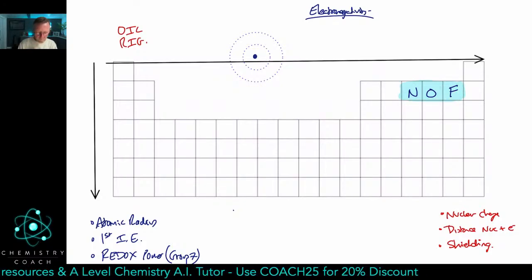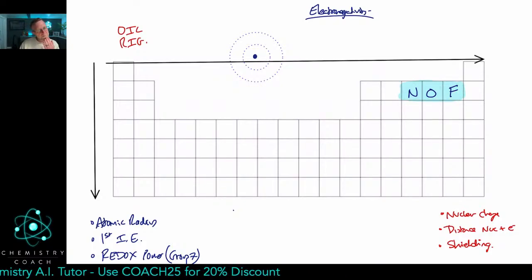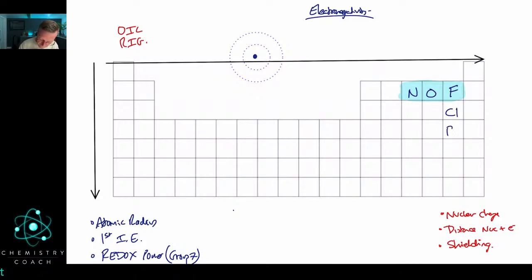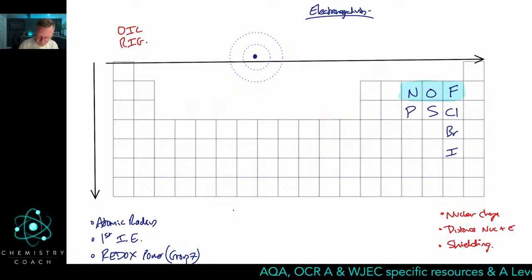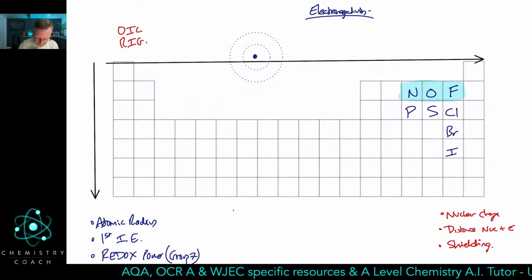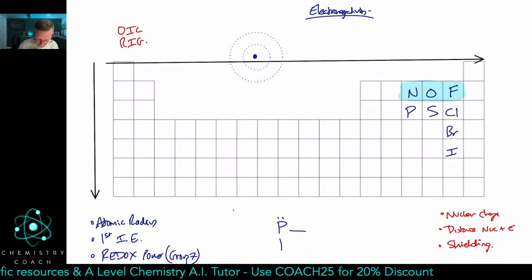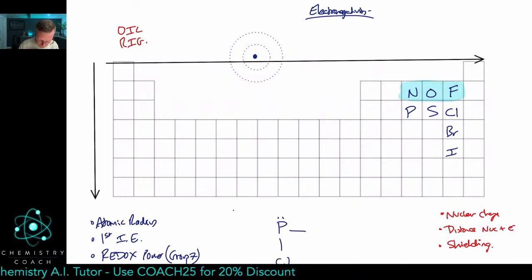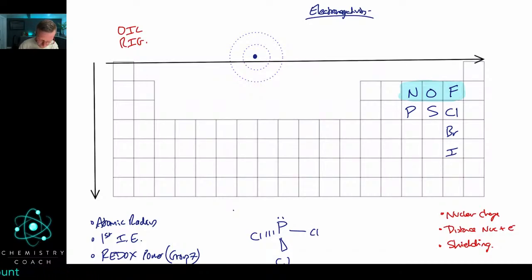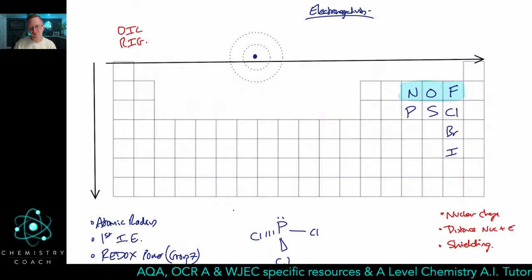Okay, well, I've got chlorine, bromine, and iodine down here as well. We've got sulfur and phosphorus. Let's take PCl3. Okay, so PCl3, like so. I'll do the three-dimensional one. Now of these elements, chlorine is the most electronegative.